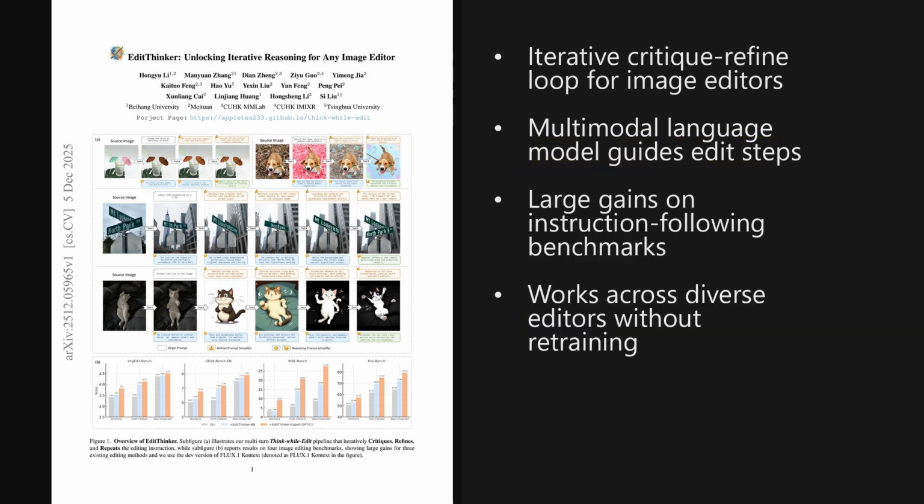I'm Alex. Today we are looking at a paper from the Hugging Face Trending List, published on December 5th, 2025, about 3 days ago. It introduces a deliberative think-while-edit loop, where a multimodal large language model critiques each edited image, refines the instruction, and repeats the edit, which in turn boosts instruction following for many existing image editors by a large margin. The paper is titled EditThinker, Unlocking Iterative Reasoning for Any Image Editor. And as we will see later, the implications for making image editors more reliable are quite significant.